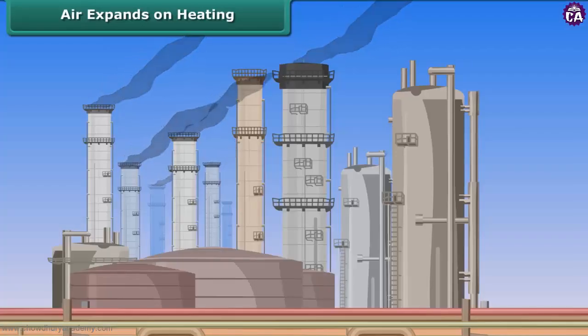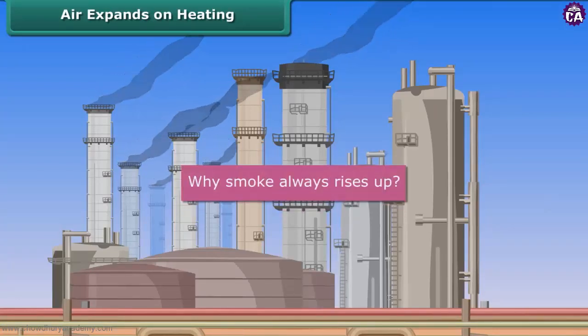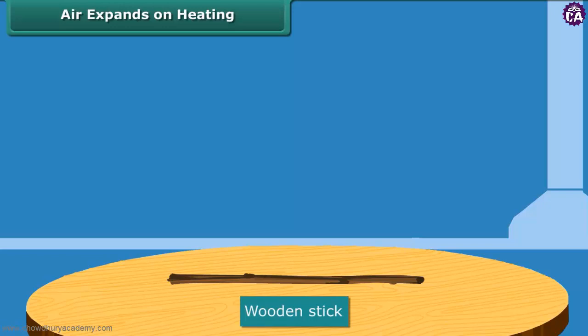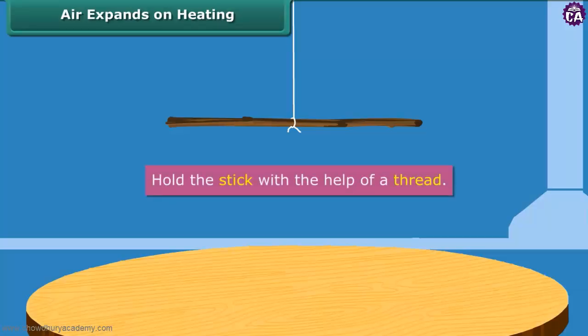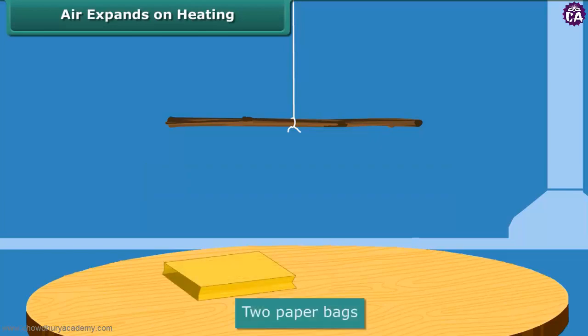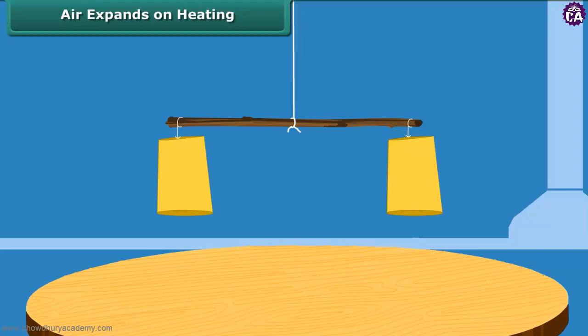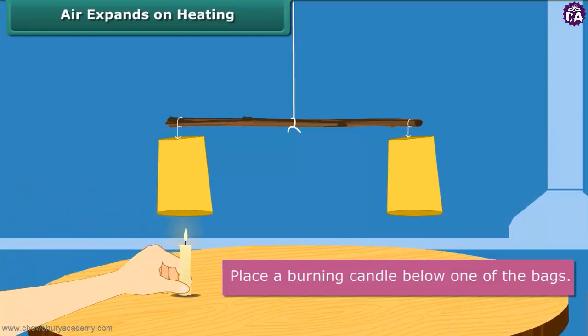Air expands on heating. Can you tell why smoke always rises up? Let us discover the answer of this question by trying a simple activity. Take a wooden stick and tie a piece of thread in the middle of it. Then take two equal-sized paper bags and hang them in the inverted position on the two ends of a wooden stick. Hold the stick with the help of a thread and place a burning candle below one of the bags.